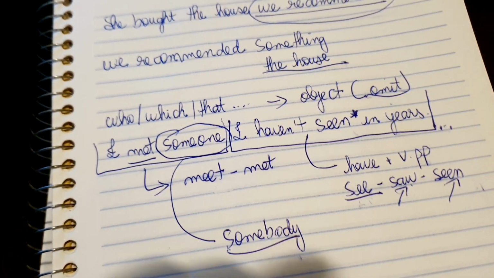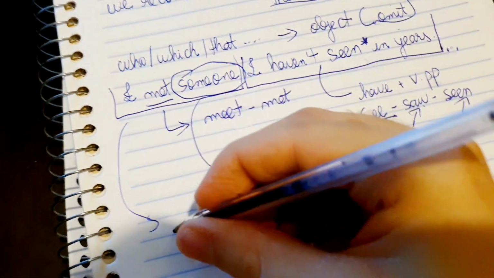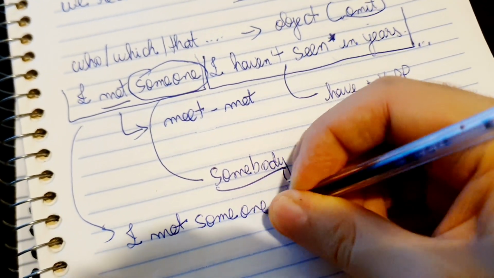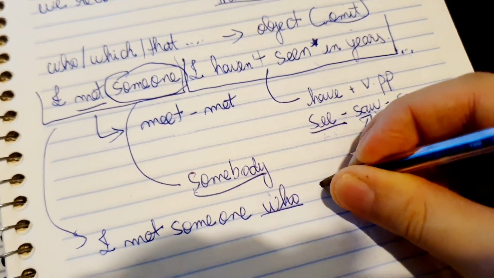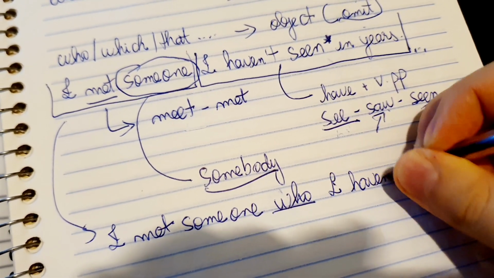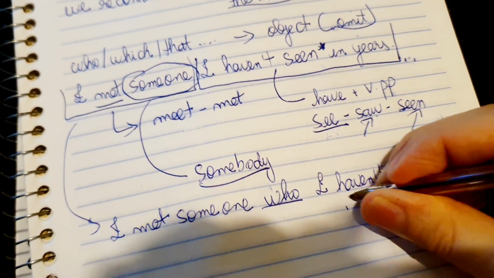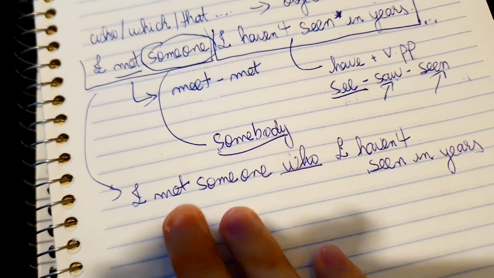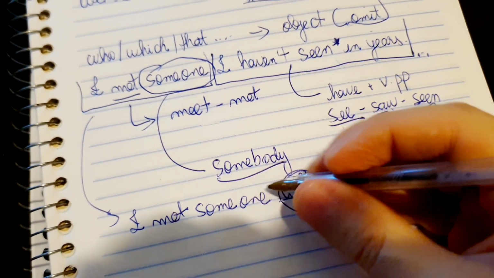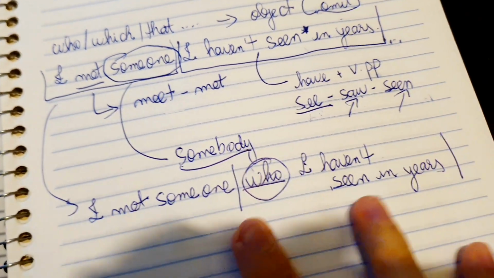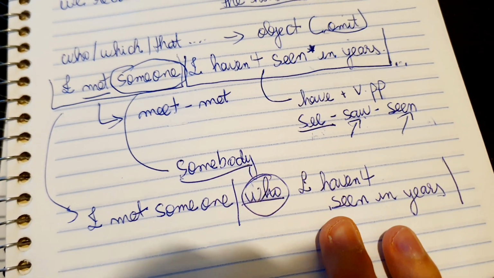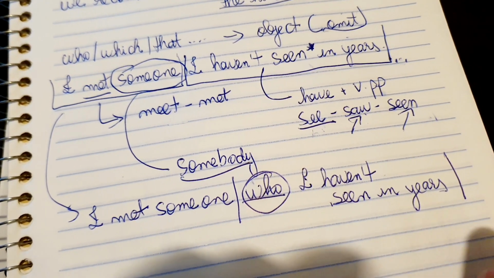So there is another way to write the sentence. You can say, I met someone who I haven't seen in years. So I can use who at the beginning of a relative clause, or I can omit it, okay? You see, it's very easy.